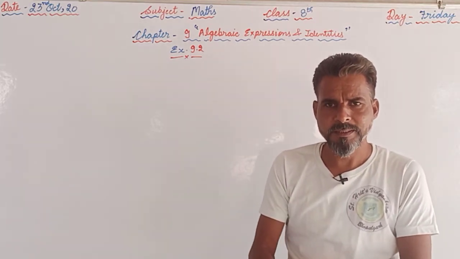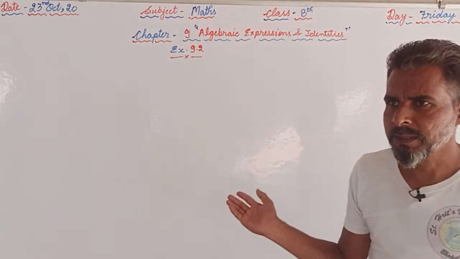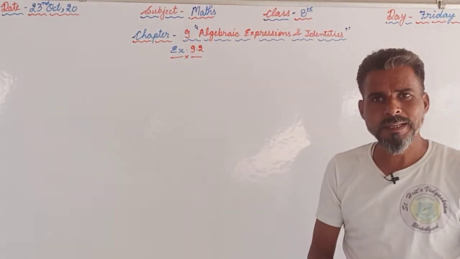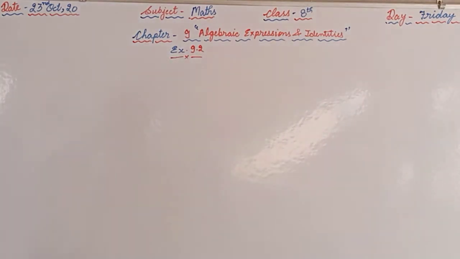This video is for class 8th and the subject is maths, and we are continuing the same chapter, chapter number 9, and the name of the chapter is algebraic expression and the identities. So yesterday we have already started the exercise 9.2 and we have completed up to question number 3. So today we will start with question number 4.